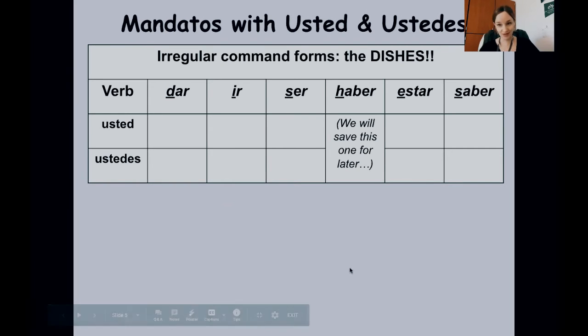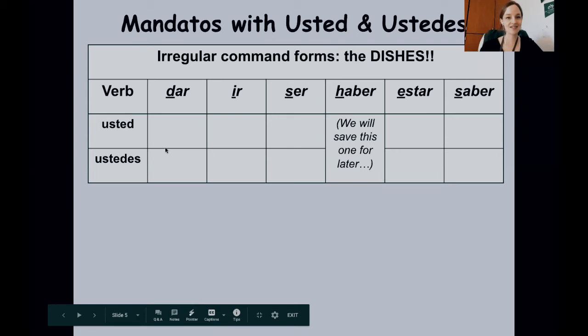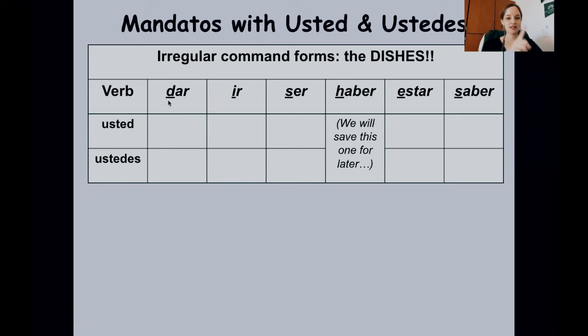And then, of course, there have to be some irregulars, right, you guys? So these are your irregular command forms. I call these the dishes because that acronym spells D-I-S-H-E-S. We just aren't going to quite do haber yet. We will get to it later in the subjunctive, but it can't be used as a command. So these are your irregular forms for dar. We're going to do dé. It has an accent to differentiate it from the preposition de, which means of or from. And then the plural is den. No need for the accent there because there is no other form of den.